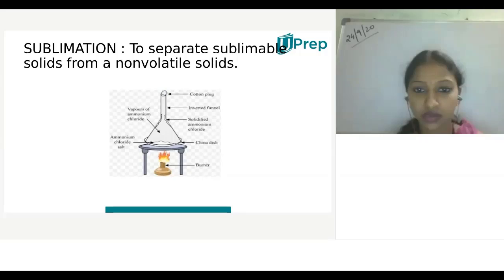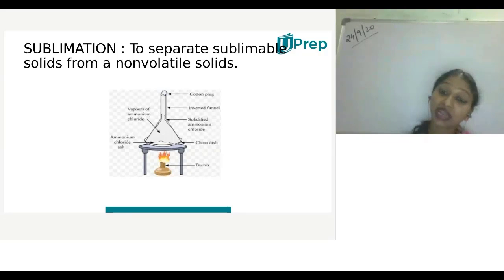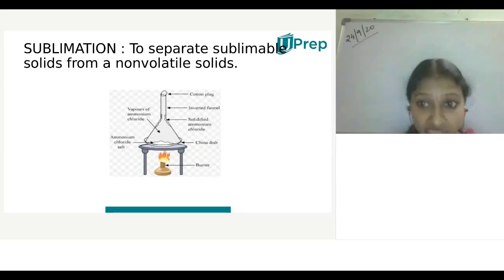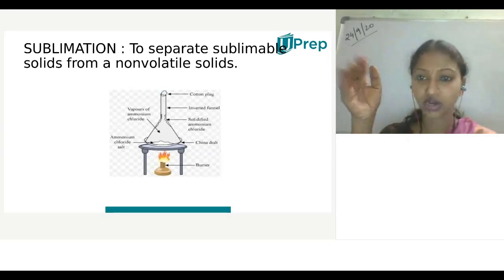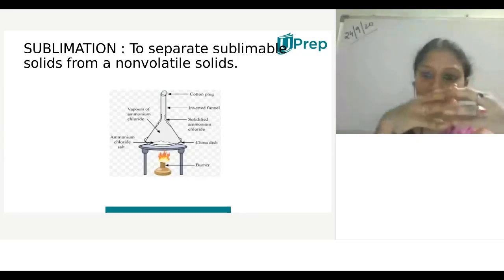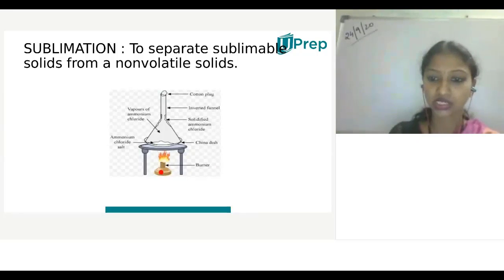Sublimation. Sublimation is one of the separation techniques, used to separate sublimable salt. Just as magnetic separation is used to separate magnetic substances, sublimation is used to separate sublimable solids from non-volatile solids. If two salts are mixed up, common salt and one more sublimable salt, ammonium chloride, then when we do this general experiment in the laboratory, we can separate the sublimable salt from the normal salt.